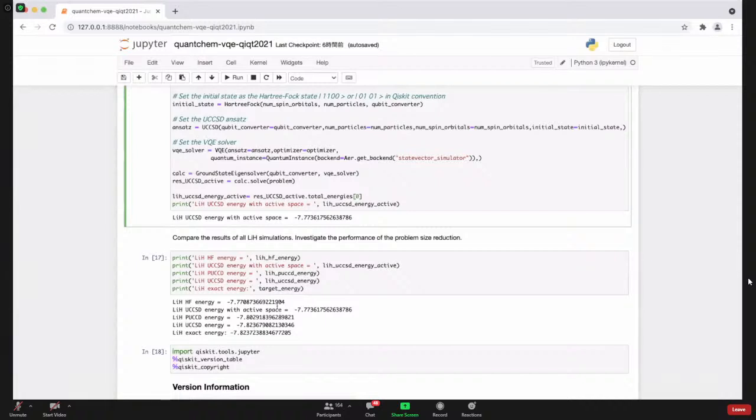So this was the last part, but are there any questions about this Jupyter notebook? Maybe I went too fast, so if you need more explanation, I could do so. I see a question in the chat. Yes. The question is, how can we make sure that our choice of ansatz is good for a given molecule?